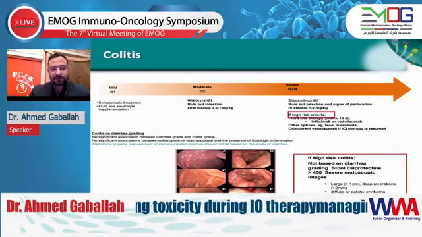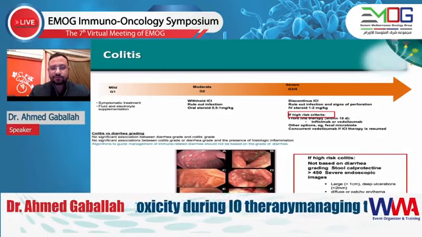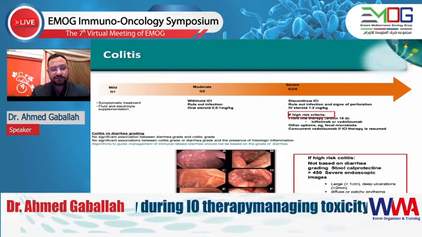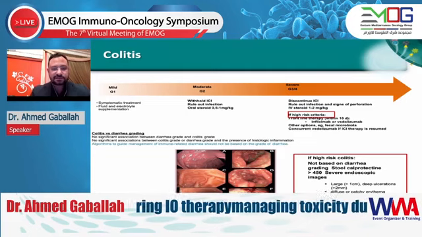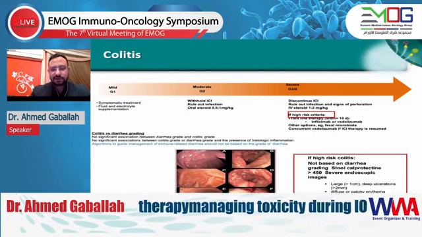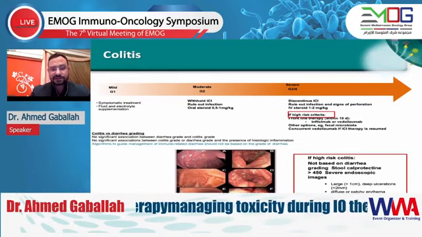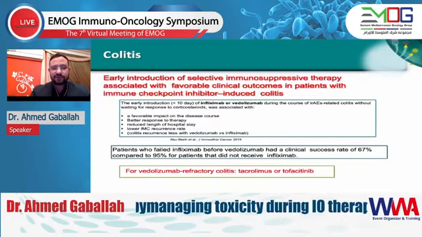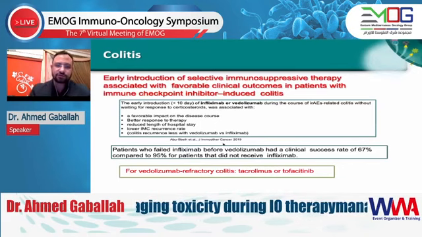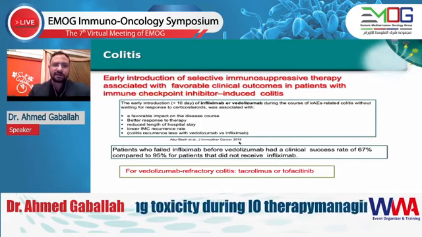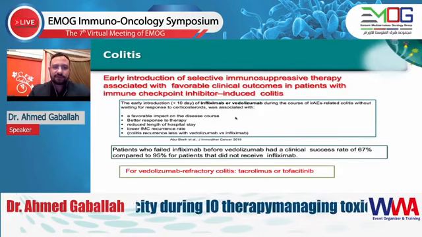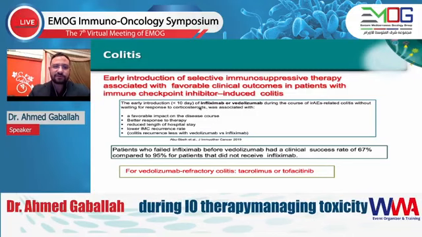Another lab test, which I think is available in Egypt, is to measure the stool calprotectin. If we have the stool calprotectin more than 450, this is considered as severe colitis, and you should start steroids, and you should start immunosuppressant within 10 days if the patient is not improving. We have this trial published in the Journal of Immunotherapy Cancer in 2019, of the early introduction of immunosuppression, infliximab and vedolizumab within 10 days.